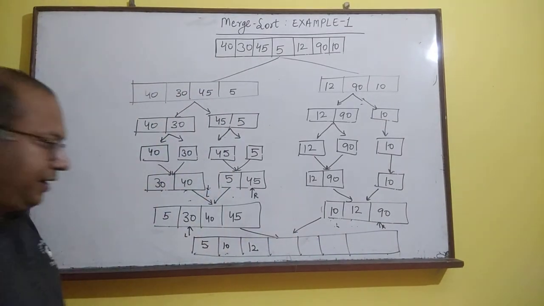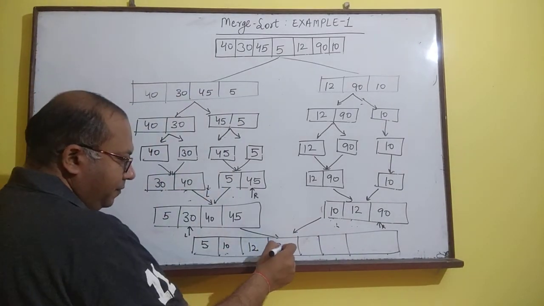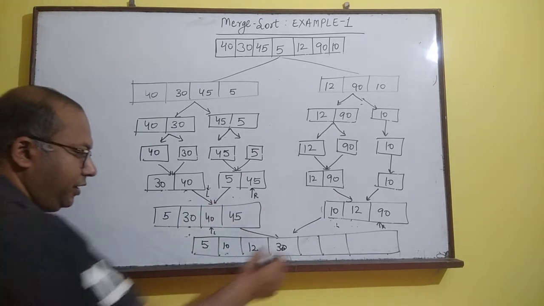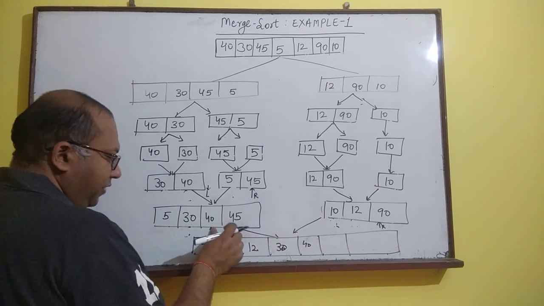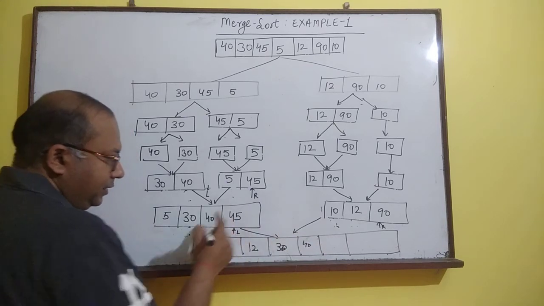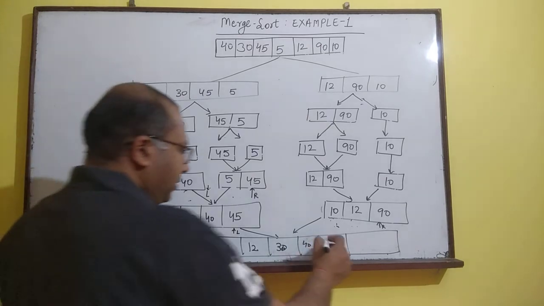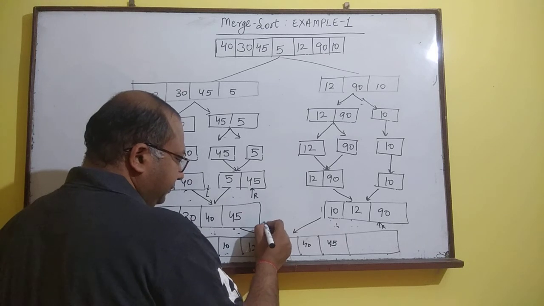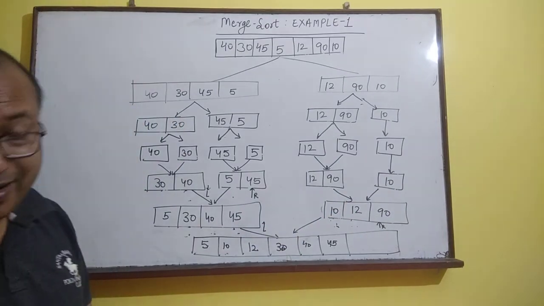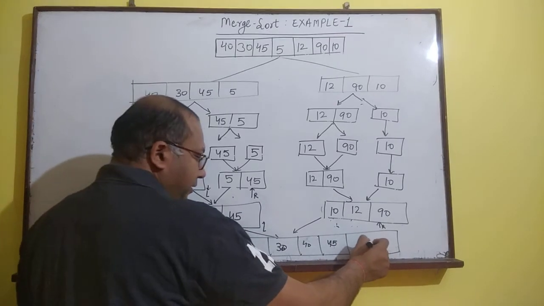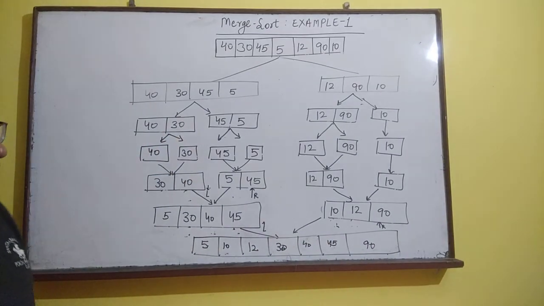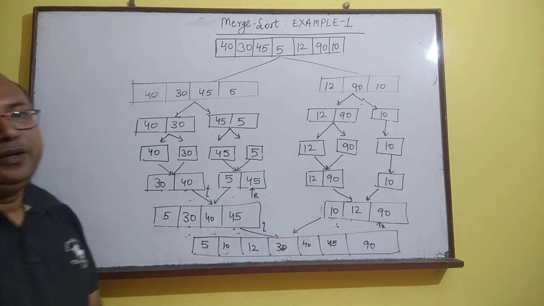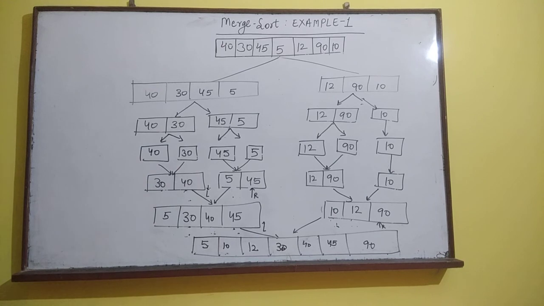Then 30 is compared with 90, 30 will be stored here and the L pointer will move to here. Then 40 is compared with 90, 40 will be stored here and the pointer will move to the next element. Then 45 is compared with 90, so 45 will come here and the L pointer will move to the end of the array. Then all the rest of the elements, if any remain, will be stored into the resultant array. So just look at that, the output array is now sorted: 5, 10, 12, 30, 40, 45, 90. Thank you.